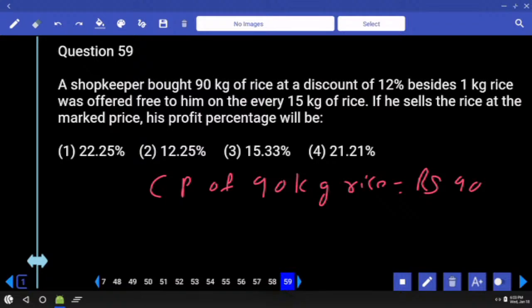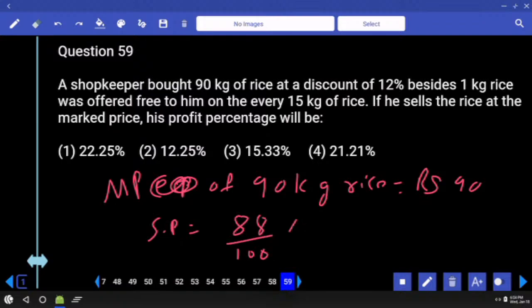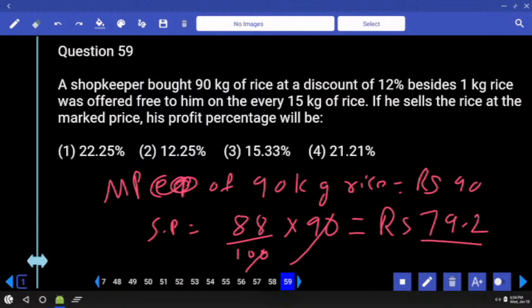Initially, let us assume the marked price, not the cost price, is 90 rupees. Or we can also take it as the cost price, not a problem. That is, 90 rupees, sir, rice at 1 rupee per kilo. Now he is getting a 12% discount on this. 12% discount on 90, so the price he pays would be 88% of 90. How much is this equal to? This is 792 by 10, that is rupees 79.2. This is his cost price.